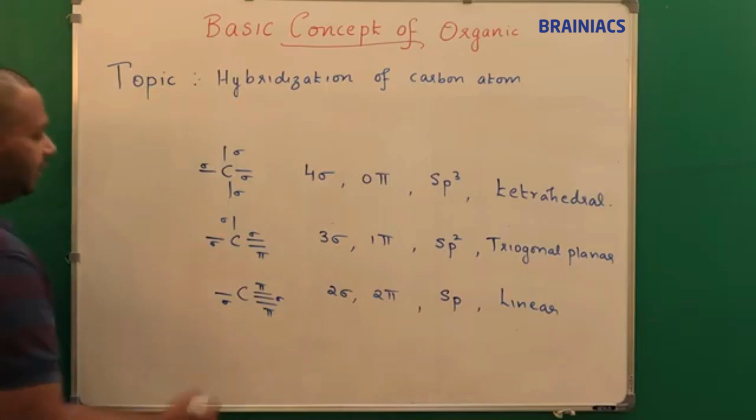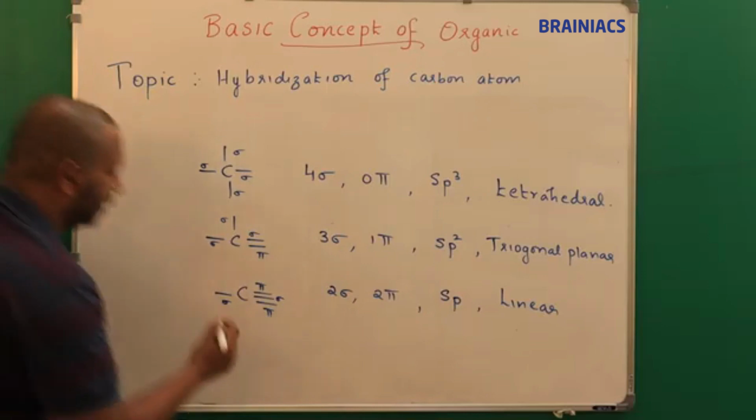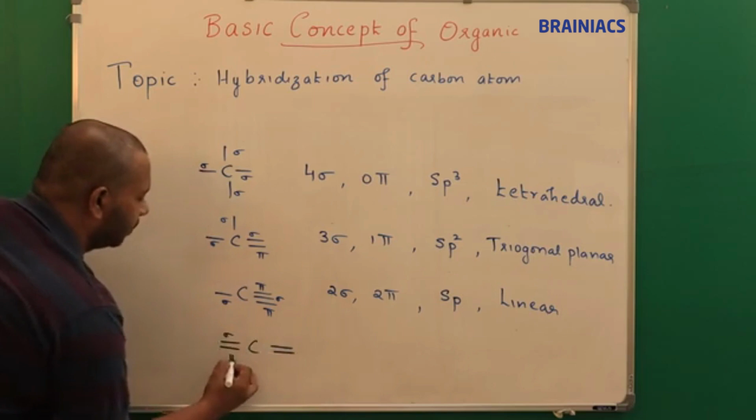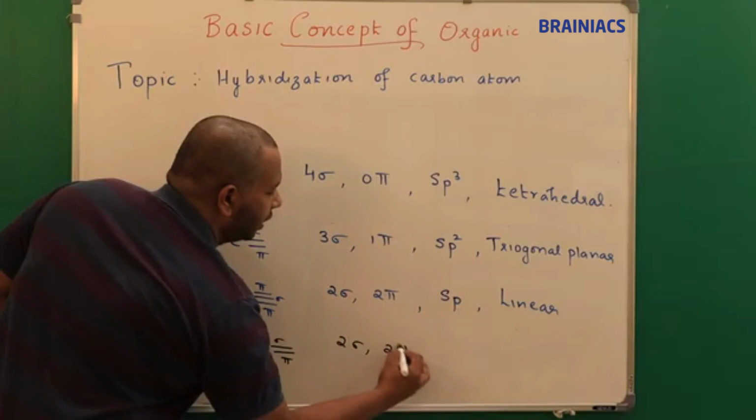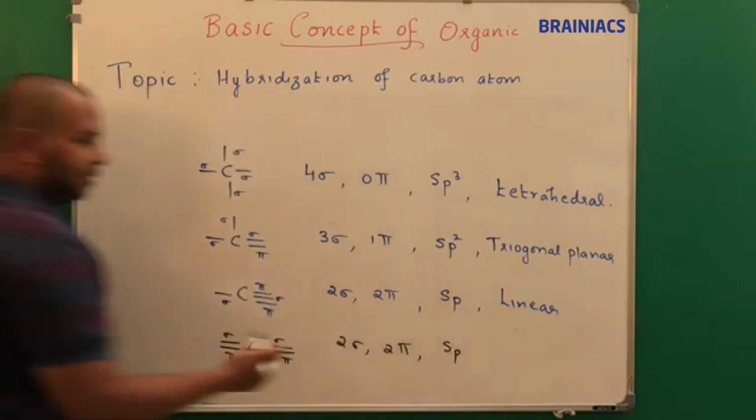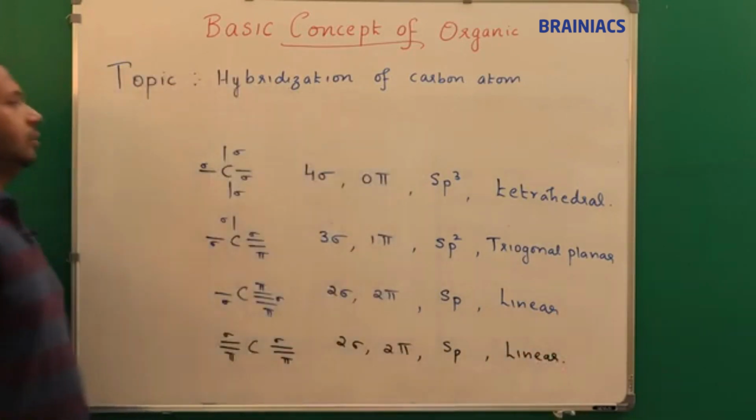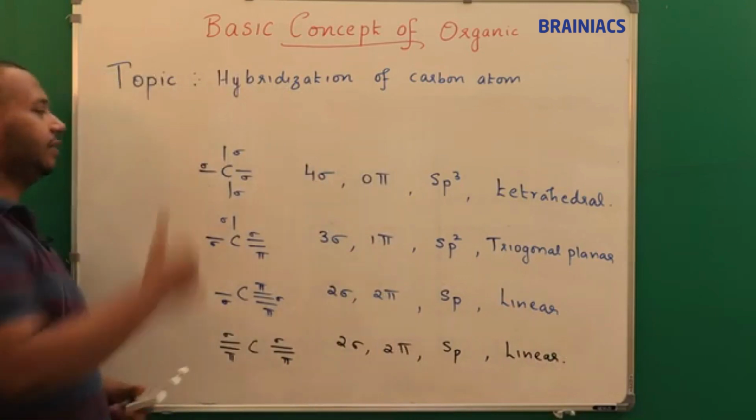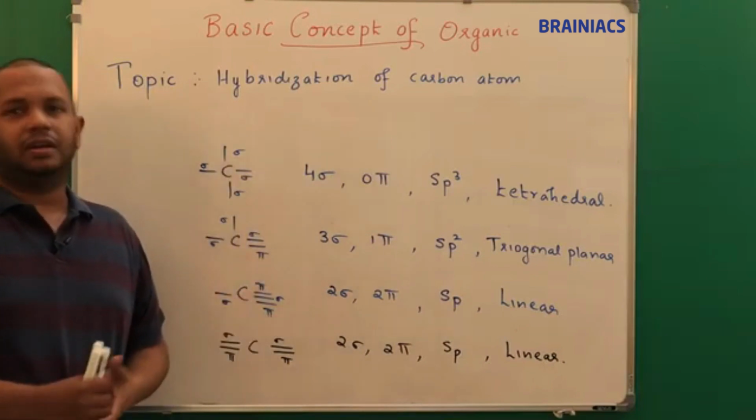And the last possibility, as you all know, I will take a special color for that. Suppose it is like this. So I know this is a sigma, this is a pi, this is a sigma, this is a pi. So there are 2 sigma and 2 pi, and this is also sp. If sp is the hybridization, then it is linear. Okay. So I hope with this you are now thorough with the hybridization of carbon atom and the different possible hybridizations. Clear? Thank you.